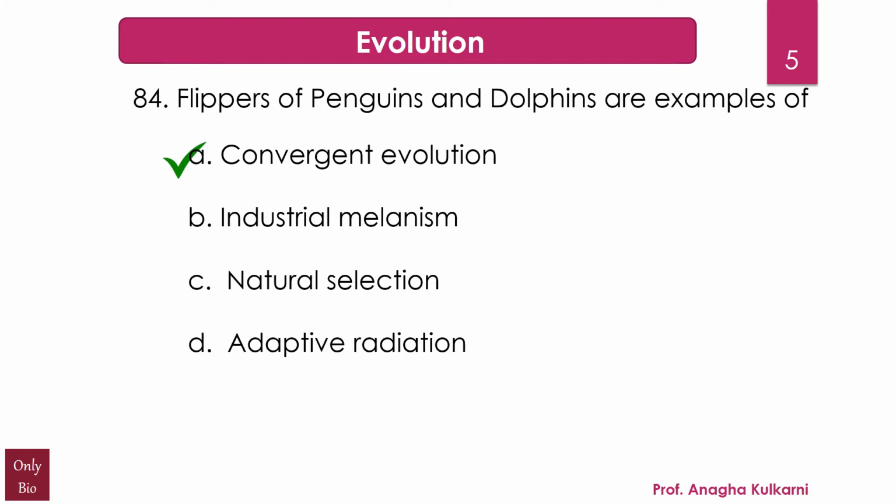And the fourth one, adaptive radiation. It is a process in which organisms diversify rapidly from an ancestral species into a multitude of new forms, particularly when a change in the environment makes new resources available, creates new challenges, or opens new environmental niches. For example, the alterations in the beaks of finches of Galapagos Islands.